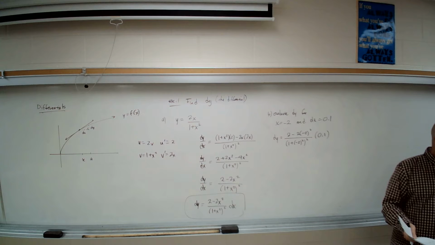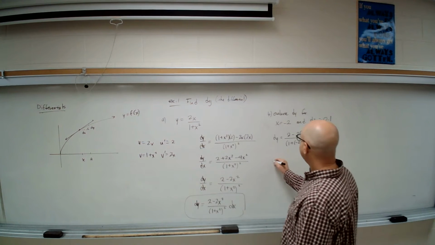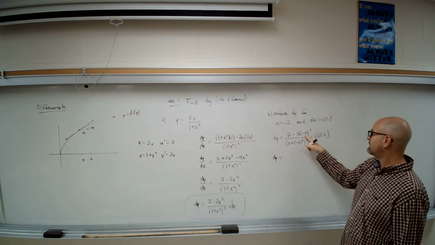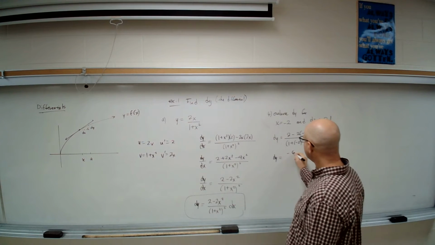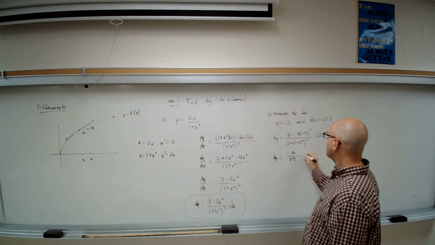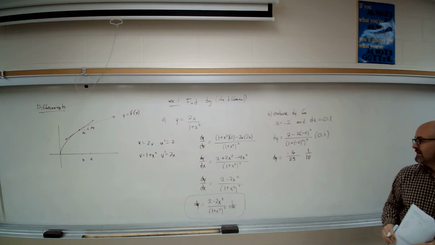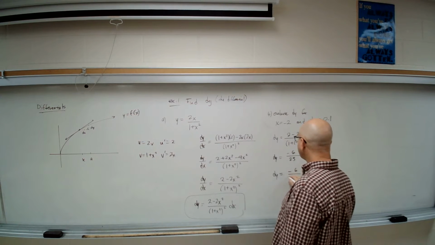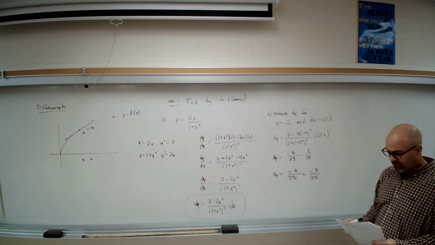Probably going to change 0.1 into 1/10. I would think there's a pretty good chance of that. And this tells us then that 2 minus 8 would be negative 6. This would be 1 plus 4, which is 5 squared. And let's write that as 1/10, because it's just 0.1. So here we get the differential dy equals negative 6 over 250, which is negative 3 over 125.